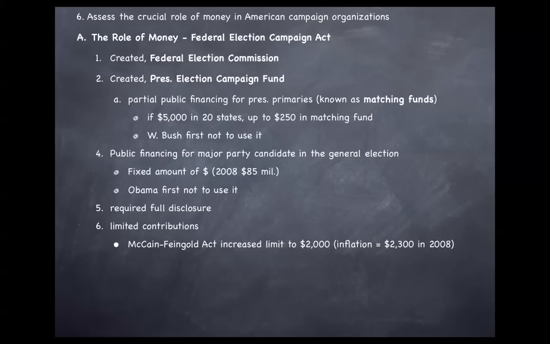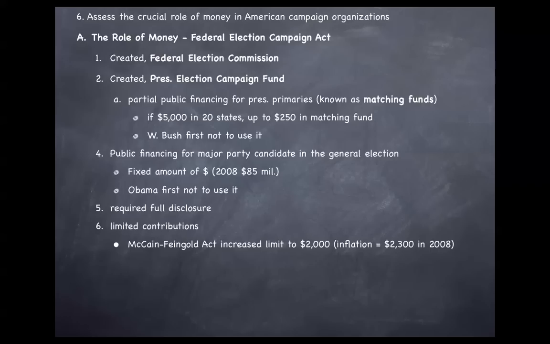So the Federal Election Campaign Act was passed, and what it did is it created the FEC, which is a government commission that is in charge of keeping record of how much money is being spent, who's donating, how much, to which candidate, and so forth.